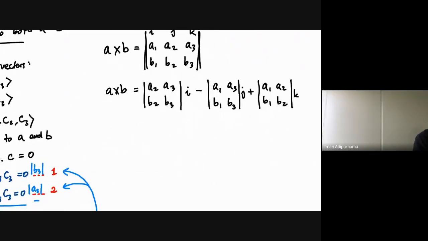And let me draw the visualization of what this is about. So this is A, this is B. Let's say this is theta, and this is the result of A cross B.